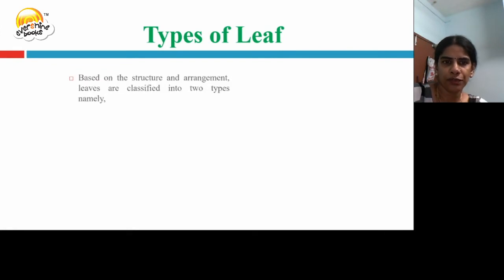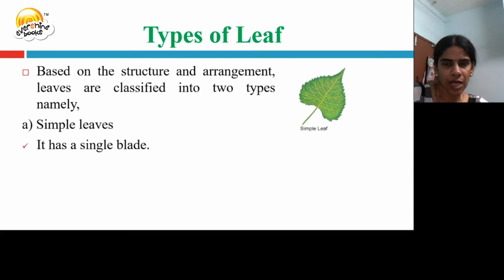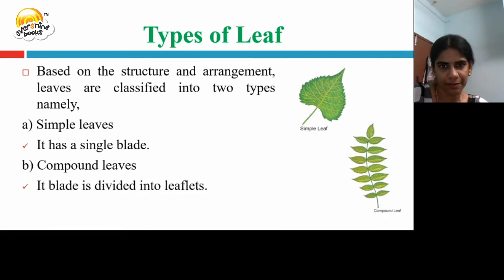Types of leaf. Based on the structure and arrangement, leaves are classified into two types. Simple leaves, which have a single blade. Compound leaves, which have many leaflets.